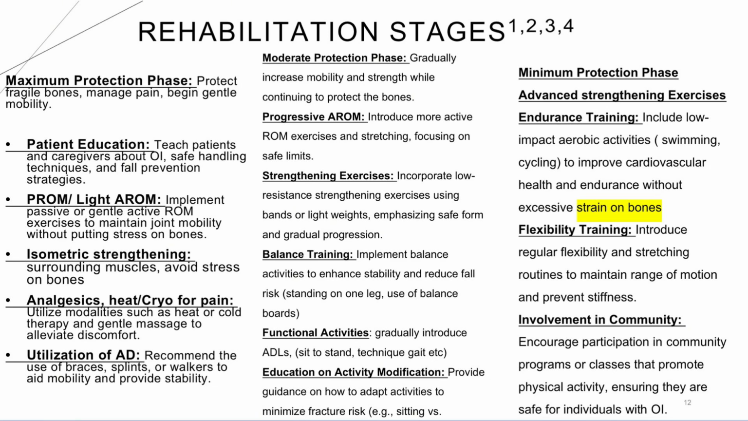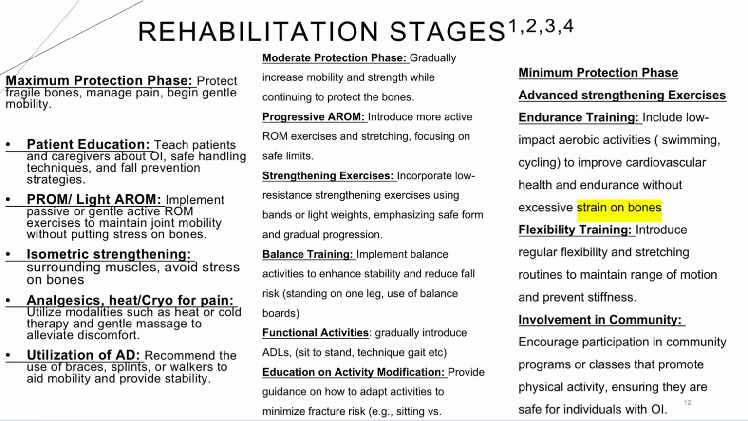And then also you can utilize assistive devices. So sometimes a walker may be indicated, or wheelchair, or splints, braces, all those kinds of things, just to help aid mobility and provide some stability for the patients. So next you've got the moderate protection phase.